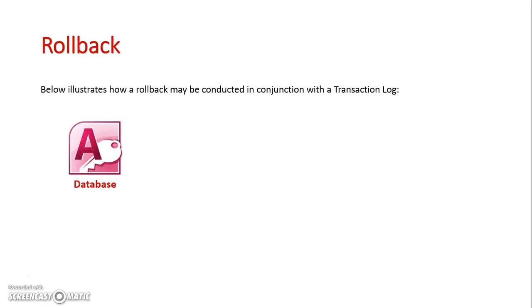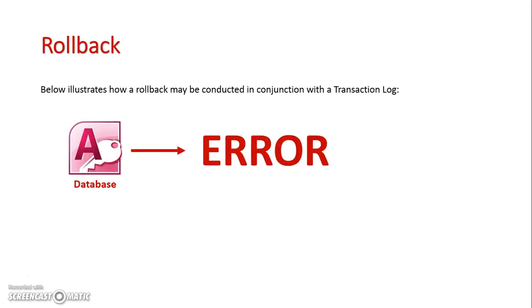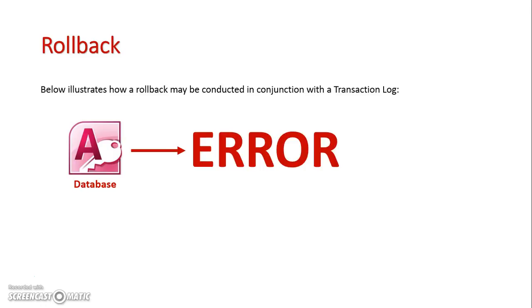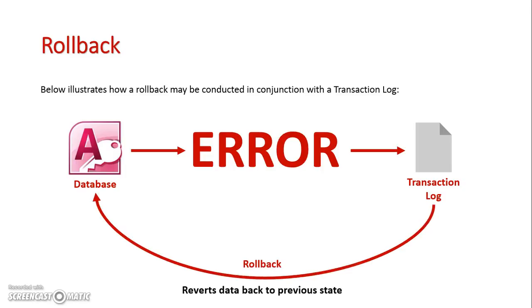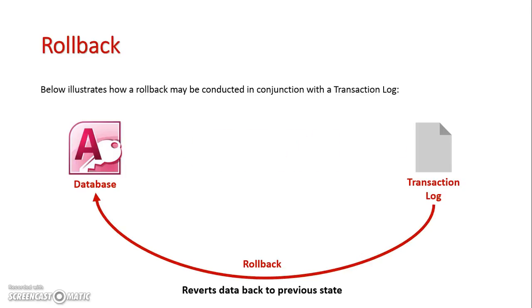Here is my database, and now I do something and an error occurs. In order for me to undo this error, I need to get up my transaction log. It will list the steps that were made that allowed this error to occur. I then use the transaction log to revert this error back to the previous database format. So now it's like the error never took place and the database should be working fine once again.